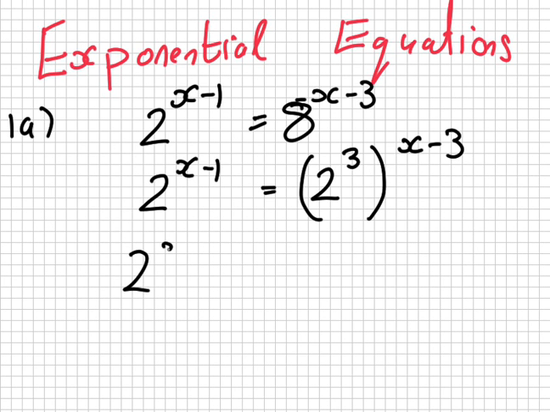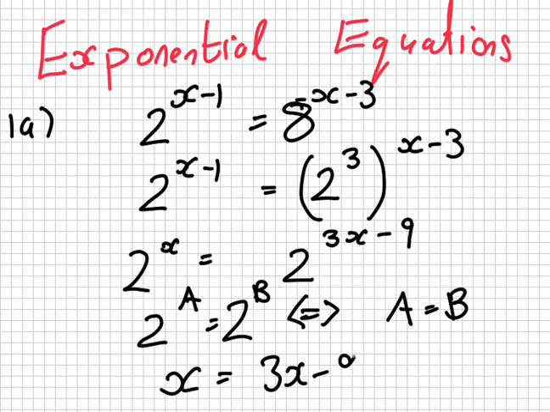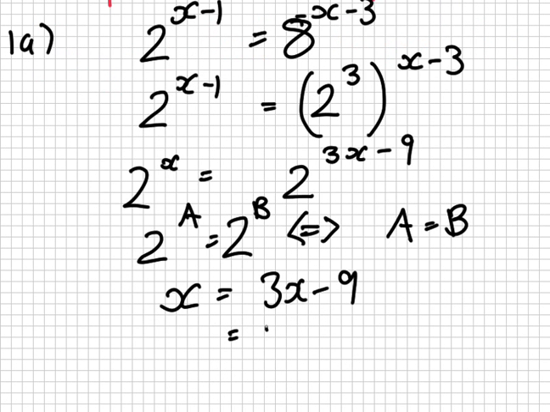Next, we can use one of our rules of powers that tells us we're allowed to multiply these together. So that's 3x minus 9. And then this really is nearly finished, because we know if I have 2 with a power equals 2 with a power, it's only true if these two are the same. You never have 2 power one number is the same as 2 power a different number. They have to be the same number up the top. So we get x equals 3x minus 9. So we get 2x equals 9. And so x is 9 over 2, or 4.5. So that's x then.